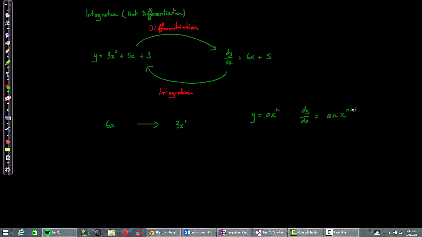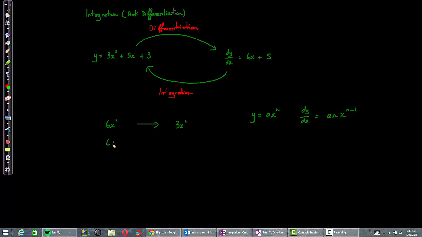So it was a times n, x to the power of n minus 1. Now if I want to go from this thing here back to this here, what would I do? Well, let's consider this example. If I want to go from 6x to 3x squared, I think we need one more power than what we've currently got here.